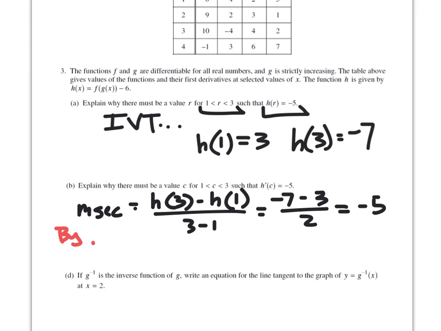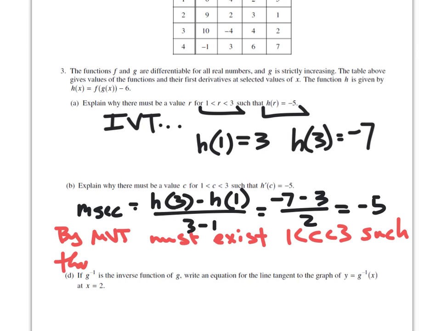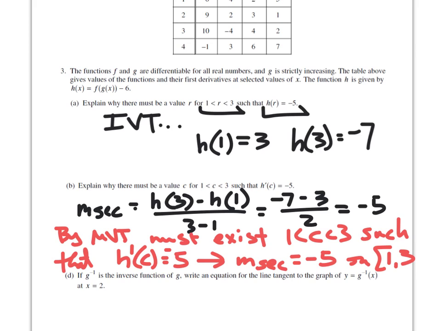Therefore, by mean value theorem, there must exist some c between 1 and 3 such that h prime of c equals negative 5 because the slope of the secant line equals negative 5 on the interval 1 to 3. Alright, that would be a statement that you must make.